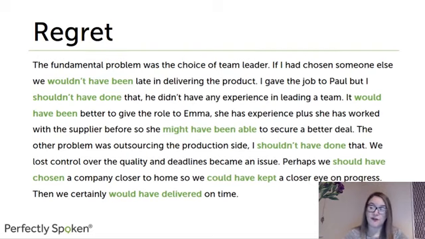Okay, so as I said before, some of these you could have different options. For example, it would have been better to give the role to Emma. You might have chosen it might have been. I think there's a sense of certainty here, though, but it's possible. Emma has experience with the supplier, so she might have been able, she could have been able. If you're sure, she would have been able. However, some of them are more fixed. For example, if you look at the last one, we certainly would have delivered on time. Here I'm very sure, so I will choose would as my modal.